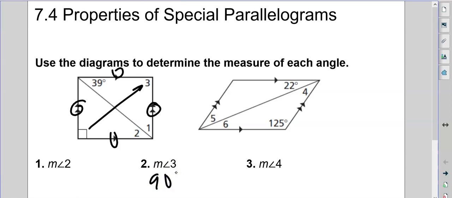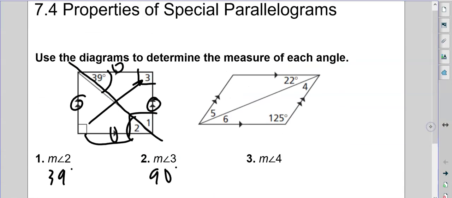Now, since these are parallel lines and this here is a transversal, that means this angle and this angle are equal because of alternate interior angles. Therefore, angle 2 is 39 degrees. Now, it doesn't ask to find angle 1, but if it did, if these are both 90 and these are consecutive, this is 90. So you would just do 90 minus 39 to find angle 1. All right? And then here, we're only looking for angle 4.